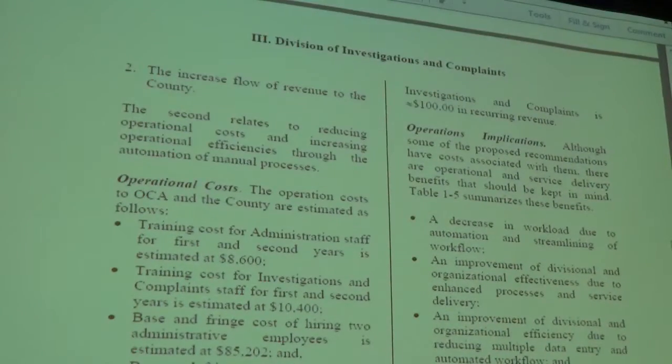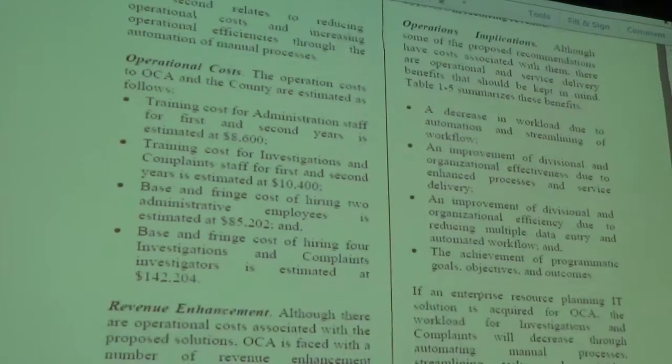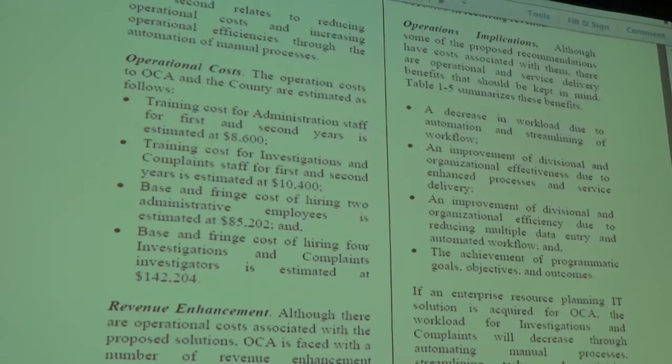And what were the operational implications? In this case, on page 30, it was a decrease in workload due to automation and streamlining. Again, there was supposed to be an improvement to the visual and organizational effectiveness due to enhanced processes and service delivery. There's supposed to be an improvement to the visual and organizational efficiency due to reducing multiple data entry. And you achieve programmatic goals and objectives and outcomes.